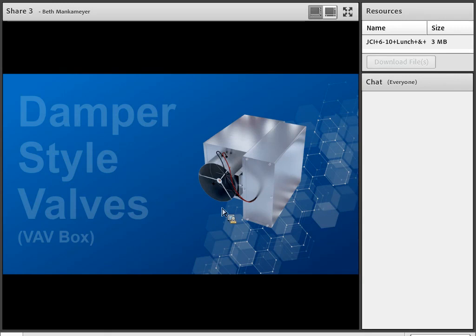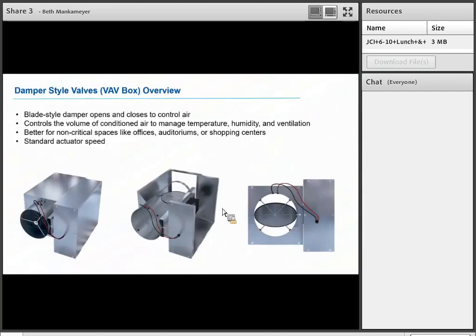We're going to start out with damper style valves, or as they're commonly known, VAV boxes. So these usually have a blade style damper, which you can see in a few different views of this VAV box. And you can also see that there's a flow cross present to measure the airflow.